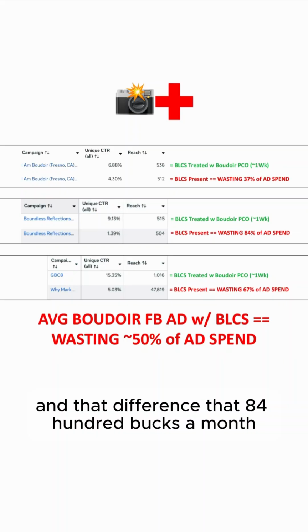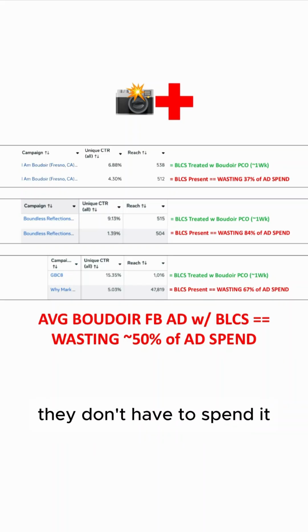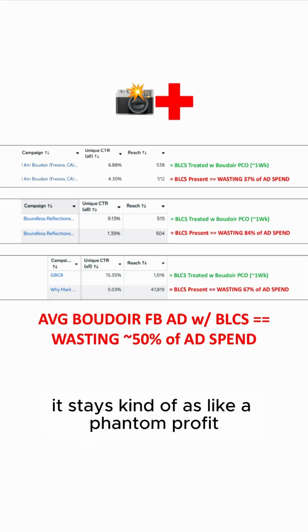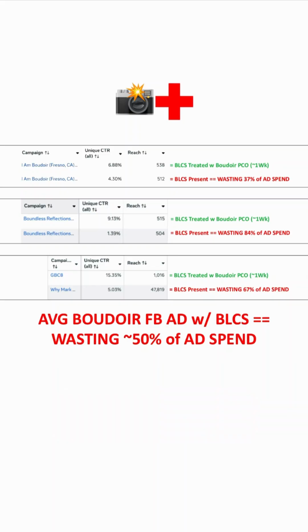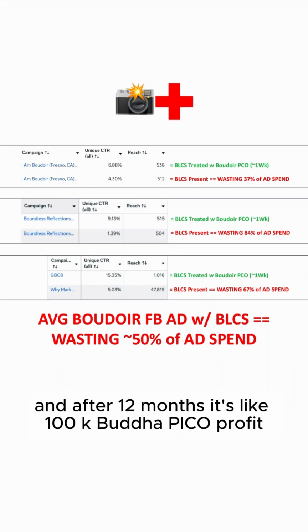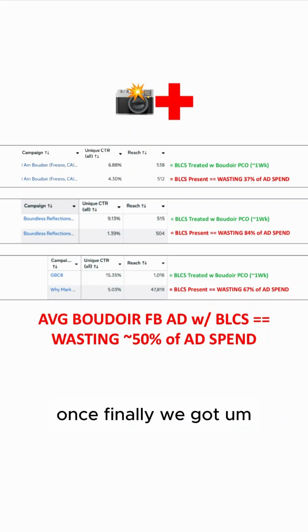And that difference, that $8,400 a month that they no longer have to spend, they pocket every single month. They don't have to spend it. It stays as a phantom profit, a Boudoir PCO profit, whatever. And after 12 months, it's like 100K Boudoir PCO profit, literally by simply having the Boudoir PCO treatment once.